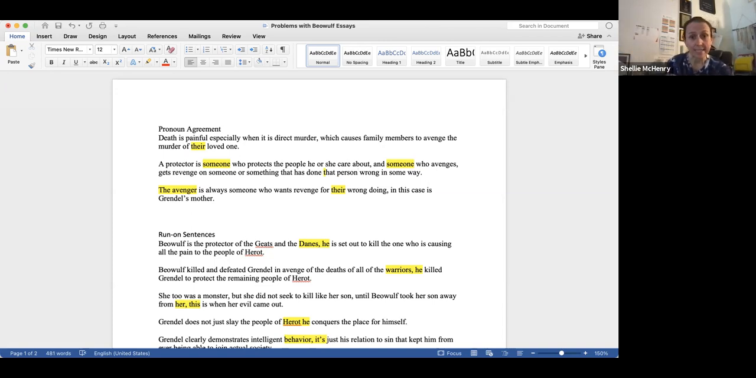All right, and then lastly, the avenger is always someone who wants revenge for their wrongdoing. In this case, is Grendel's mother. So we have other issues there, but we're just looking at the agreement.